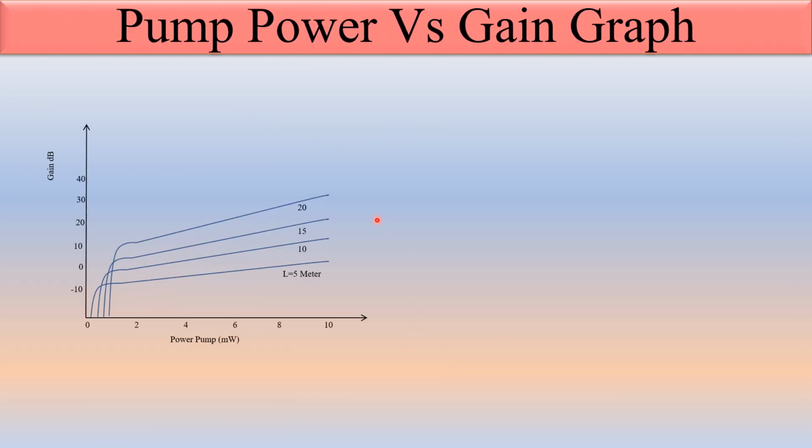So let's see the pump power versus gain graph. Here this is the pump power and this is the gain. We are using pump powers of 2 milliwatt, 4 milliwatt, 6 milliwatt, 8 milliwatt, 10 milliwatt. When we are using 2 milliwatt and a fiber length of 5 meter, the gain is like this. When we are using 4 milliwatt pump power and 10 meter length of fiber, the gain is like this. So when we increase the pump power and length of the fiber, the gain also increases. So this is about the pump power and gain graph.